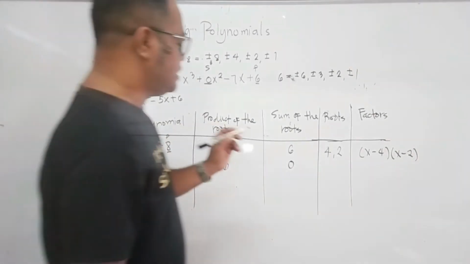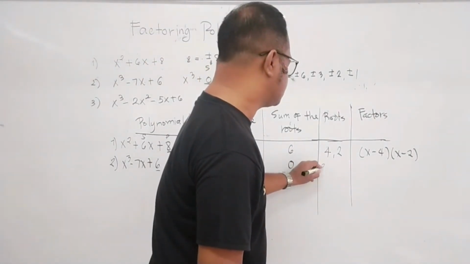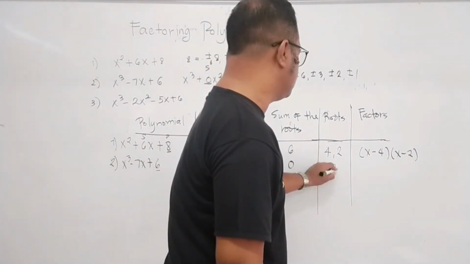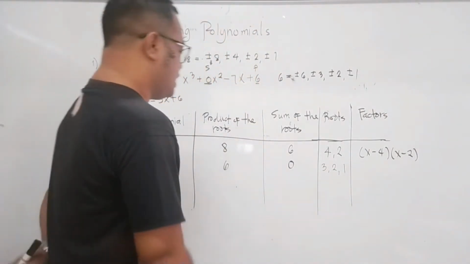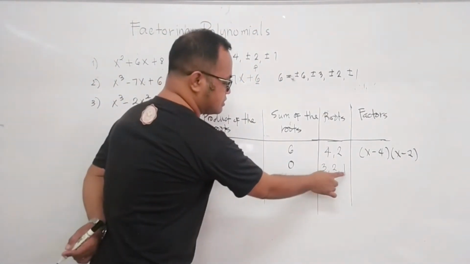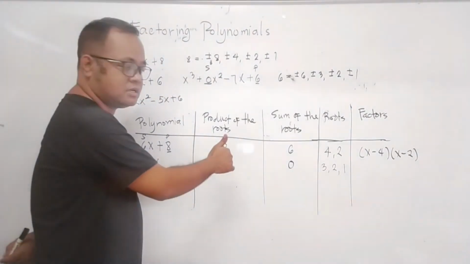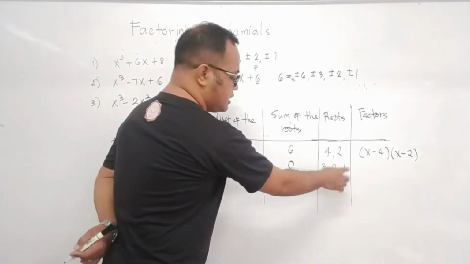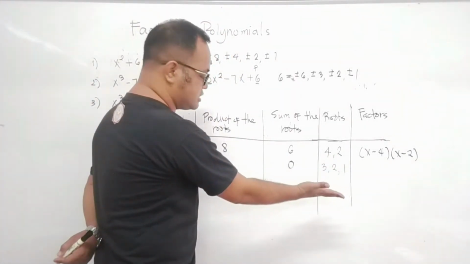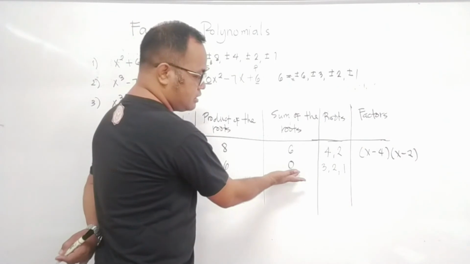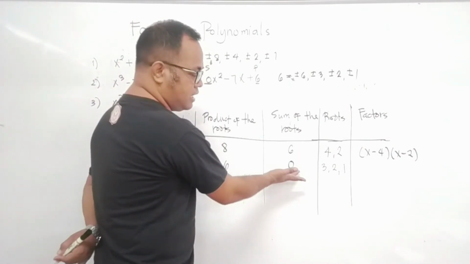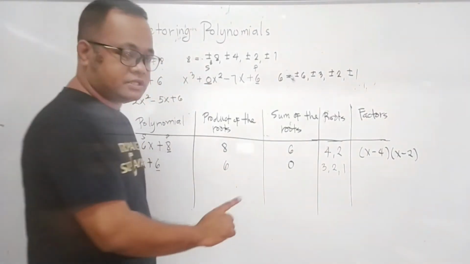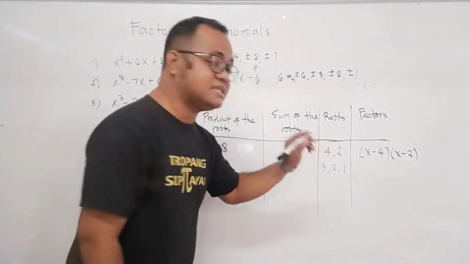So, let's say we have 3, then we have 2 and 1. If I multiply this, 3 times 2 times 1, the answer is 6. But when I add this, 3 plus 2 plus 1, the answer is 6 also. But it is stated here that the sum of the roots must be 0. So, therefore, we need to add sign here.